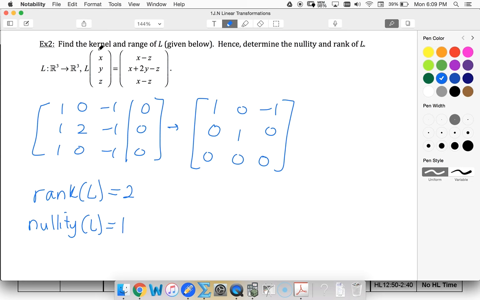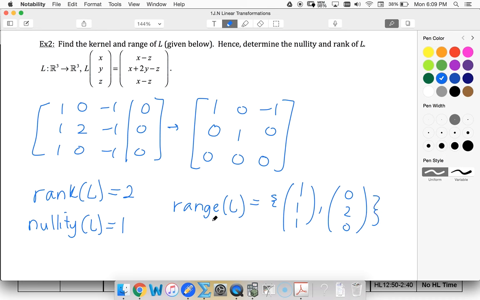We haven't actually found the kernel and the range yet, though. I've got my two columns with leading 1s. That's going to tell me what my range is. So my range of L is going to be spanned by the vectors 1, 1, 1 and 0, 2, 0.